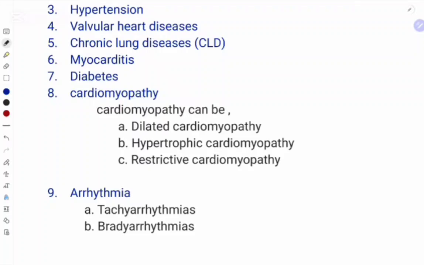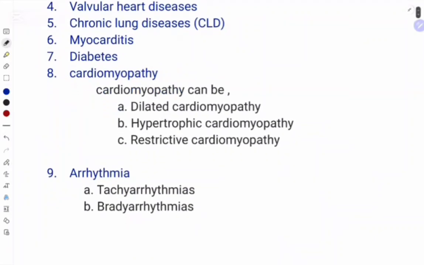And next we will move to chronic lung diseases. In chronic lung diseases, the patient has hypoxia. When the patient has hypoxia, it leads to pulmonary vasoconstriction. I will talk about how this pulmonary vasoconstriction occurs and its pathophysiology in upcoming videos. But here, just think: if a chronic lung disease patient has hypoxia, that can lead to pulmonary vasoconstriction, and pulmonary vasoconstriction leads to pulmonary hypertension.